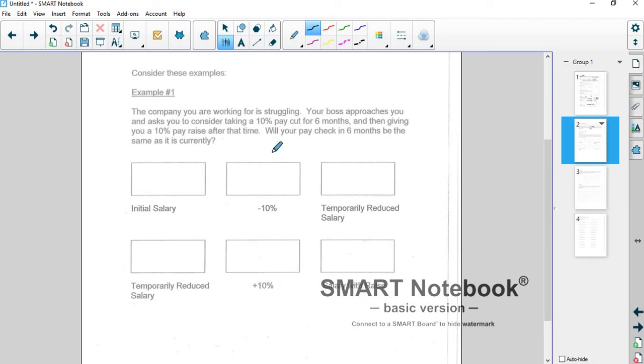So let's say you were making $1,500 every month. Well, then if you get a 10% salary reduction, what is that? Well, 10% of 1,500, of means multiply, so you multiply by 10%, which of course is 1,500 times 10 out of 100, because that's what percentage means. And if you do that on a calculator, you get $150. So if we subtract that from our salary, our temporarily reduced salary is going to be $1,350.